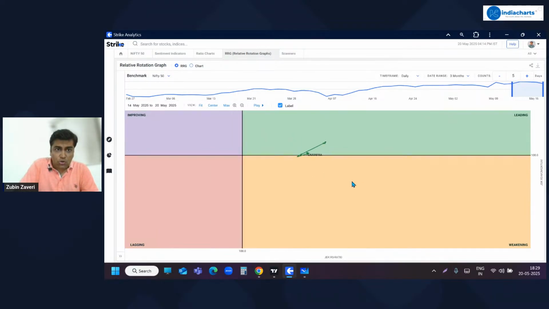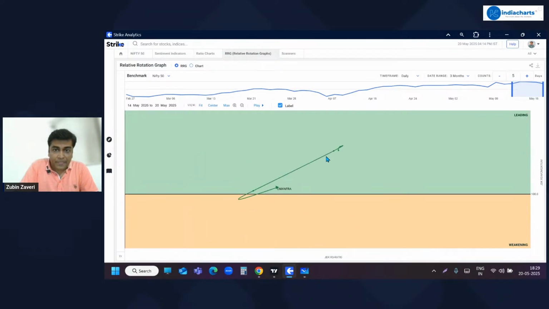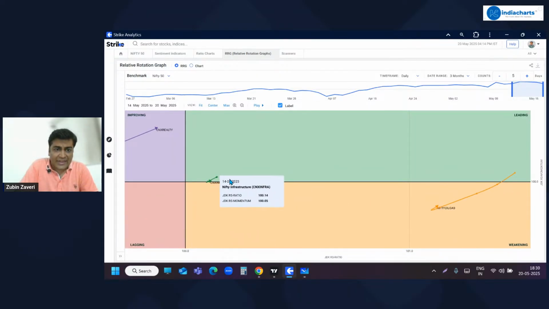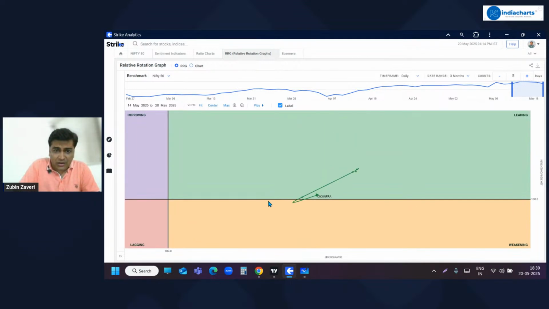Now you can also look at some tails. Compare this CNX infra. It has come down over here and now it is coming up. But compare the length of the tail over these five days with oil and gas. The tail of oil and gas is longer than CNX infra. It means that the momentum and the relative strength of infra is not changing much. So in a way it is kind of a constant.